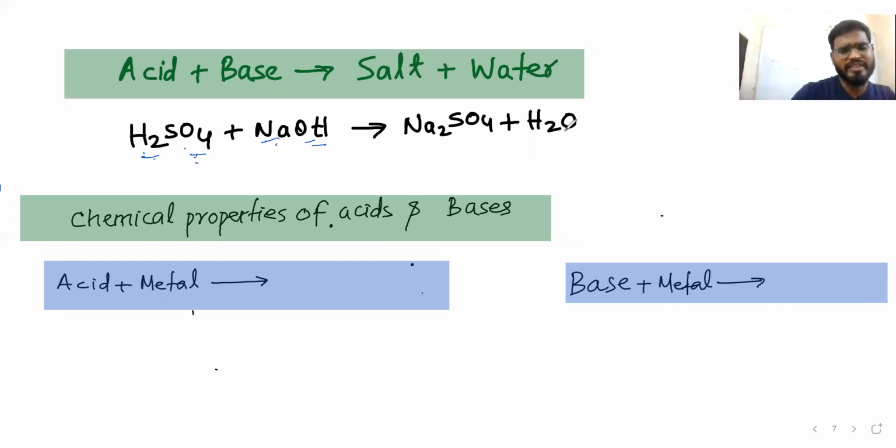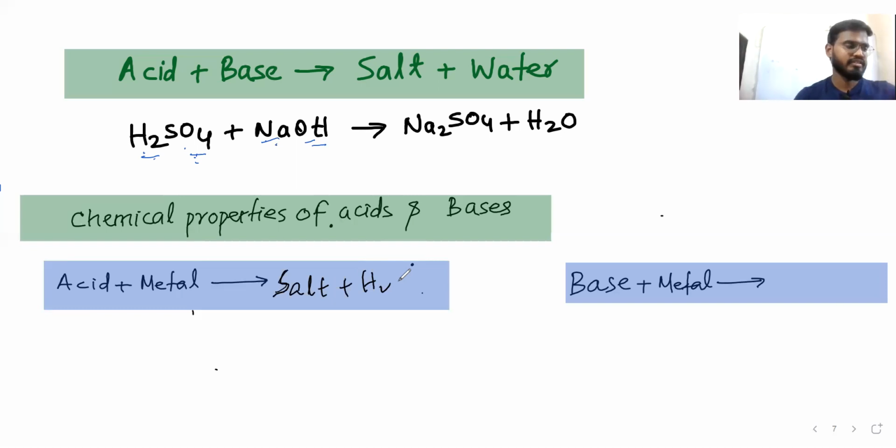Now we are going to see some chemical properties of acids as well as bases. We will see one example each. You can read from NCERT also; the examples I give here are sufficient. Acid plus metal will give you salt plus hydrogen gas. Sorry, not water: salt plus H2 gas, right?